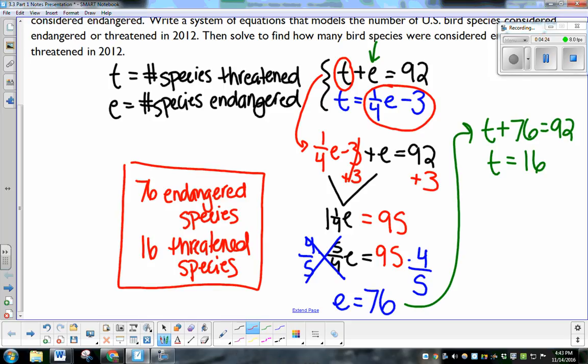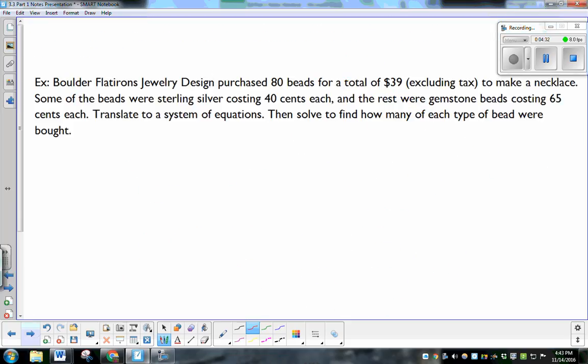All right, we're going to do 3 more word problems together before you guys have a chance to work on your homework. So this next one is also one that we've looked at before. We just wrote the system, we didn't solve it. So we've got this jewelry design place, Boulder Flatirons jewelry design. They purchased 80 beads for a total of $39 to make a necklace. Some of the beads were sterling silver, those were 40 cents each, and the rest were gemstones, which were 65 cents each. We're going to write this into a system of equations, and then we're going to solve it to find how many of each type of bead were bought.